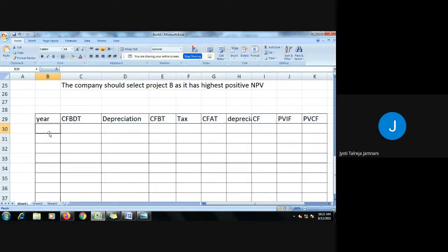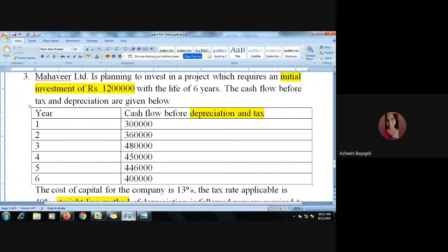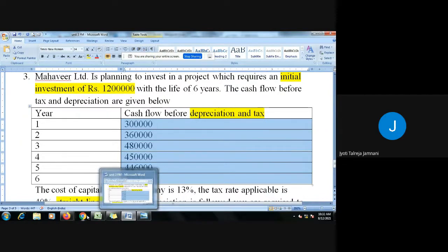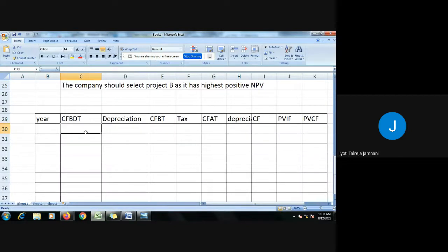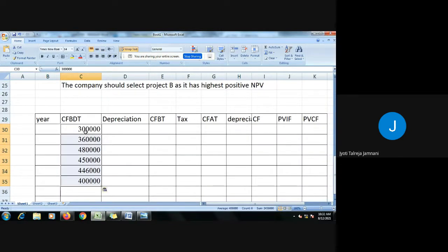First, we'll write down the years. So the project is for 6 years. Yes, tell me. Ma'am, why we have taken two times depreciation? I'll tell you. When I'll solve, I'll explain you why we are taking it 2 times. Okay, just give me some time.